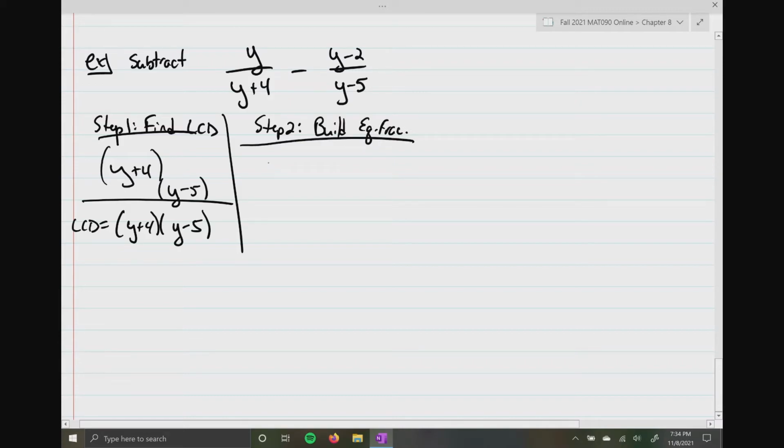So I write y over y plus 4. Let me write that cleaner. Now I know my goal is to multiply by a number so that I get y plus 4 and y minus 5 in my denominator. So what I'm going to multiply by, and keep everything consistent with the coloring, is y plus 5 over y plus 5, and that's going to give me y times y plus 5 in my numerator.